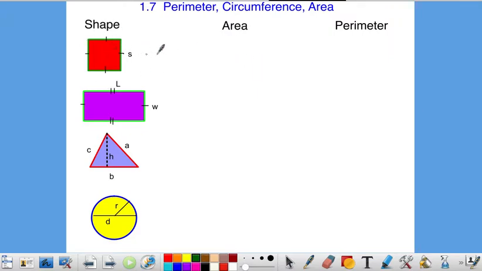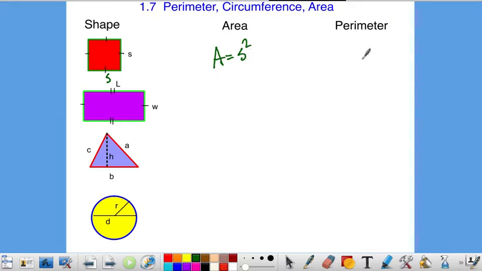So here we have a square. The formula for a square to find the area is you take one side and you multiply it by itself. So we would just say area is equal to one side squared. That's where the idea of squaring it comes from. You're taking base times height, essentially, or length times width. But with a square, those are the same thing. So you just take s times s.